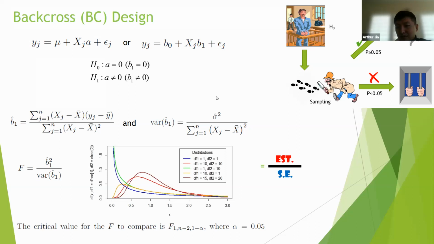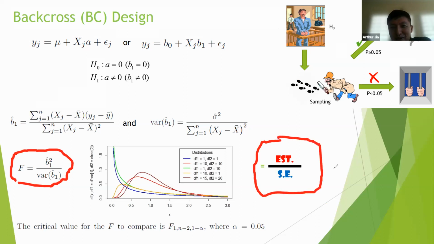Okay, very good. And I hope you can see this. So this is very similar to this ratio, right? We always do something like this. So we do something like the signal versus noise ratio to help us detect the signal, the association between genotype and the phenotype.